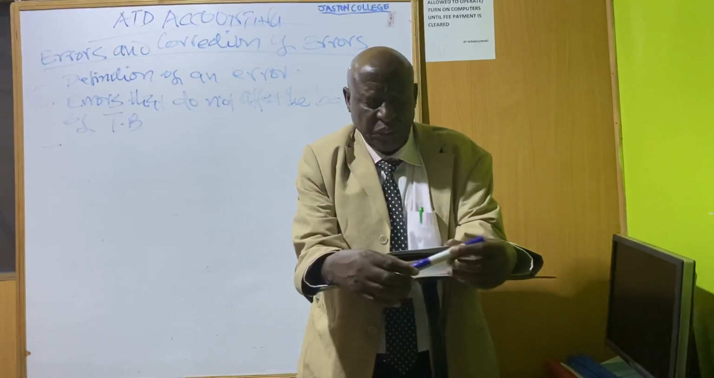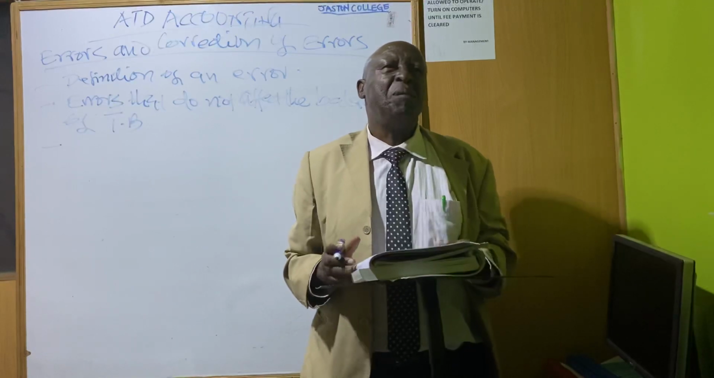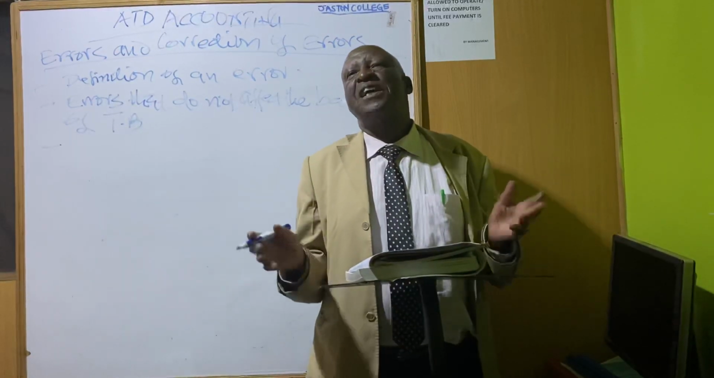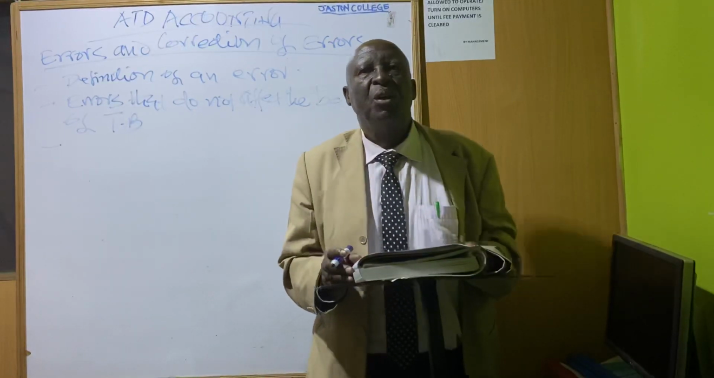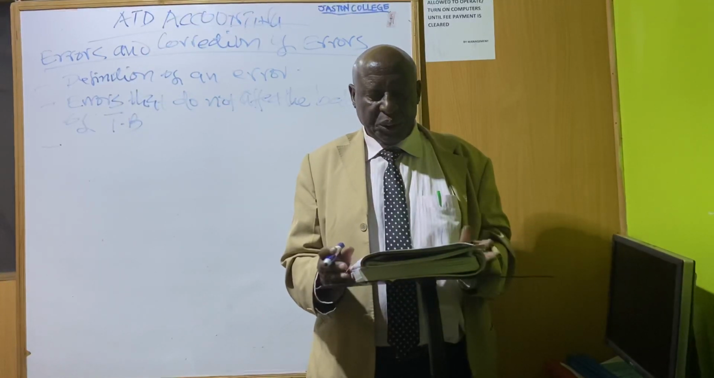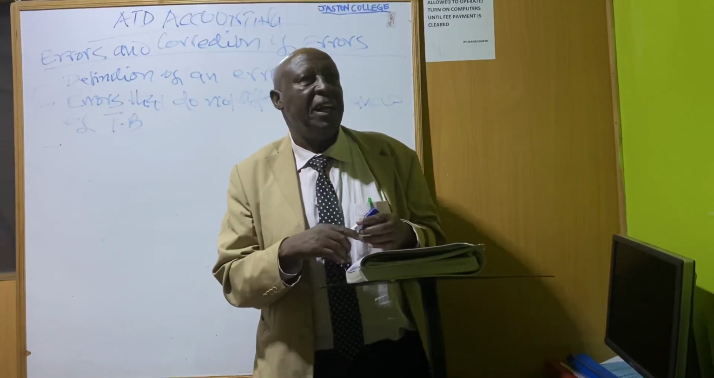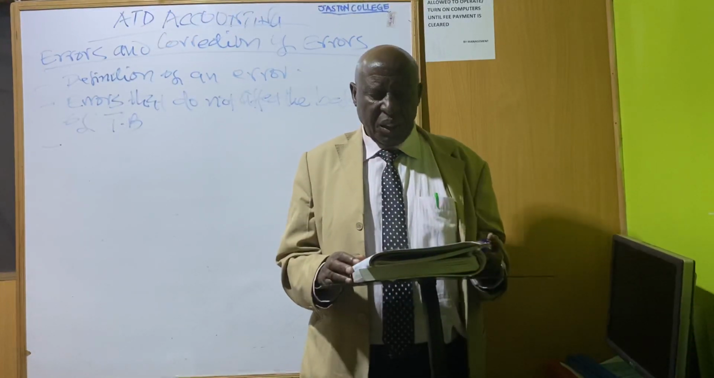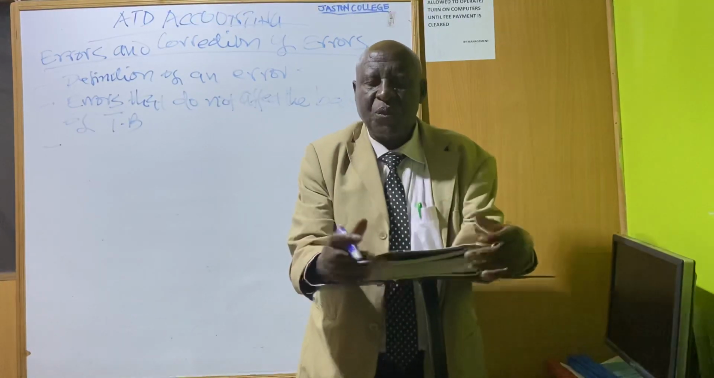We also have an error of principle. An error of principle normally occurs when, instead of posting an account to the debit side, you post to the credit side. That means you are not following the correct principles of entering entries in ledger books or in journals. It occurs when you enter correct entries in wrong places. So those are the errors that do not affect the balancing of the trial balance.